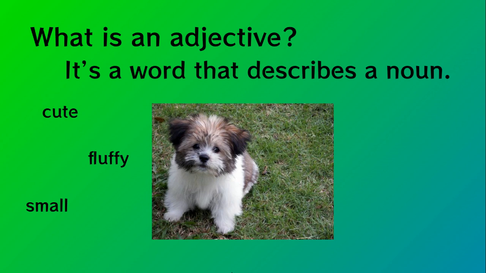If I wanted to talk about the puppy's fur more specifically, and I said, tell me about this puppy's fur, you might say, oh, the puppy has brown fur. The puppy has white fur. So color words are words that would describe a noun. So color words are adjectives.